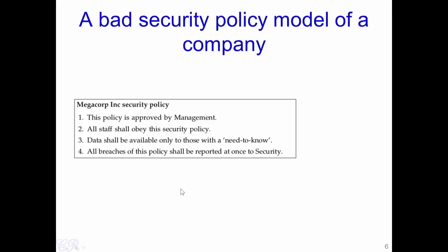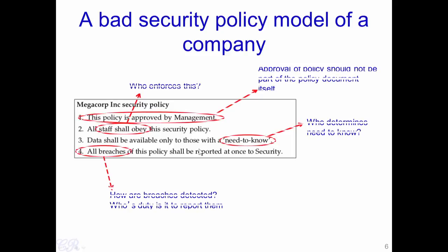If we take a closer look at this policy from this company, we see that there are a lot of flaws in it. Essentially, the policy is not complete and cannot be used to build a security mechanism. For instance, the first statement, this policy is approved by management. Typically, in a security policy, the approval of the policy should not be part of the policy document itself. Second, all staff shall obey.